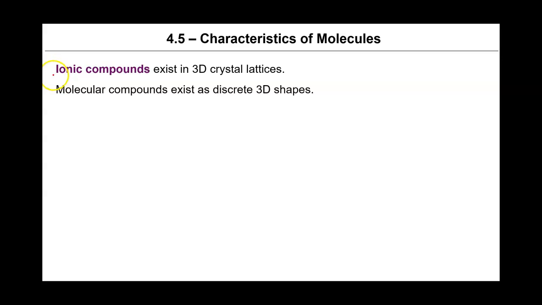As we mentioned previously, ionic compounds exist in 3D crystal lattices, and these crystal lattices are very large and contain billions upon billions of ions. However, molecular compounds exist as discrete 3D molecules that have their own shape. And normally there's just a few atoms in our molecules, perhaps less than a dozen.